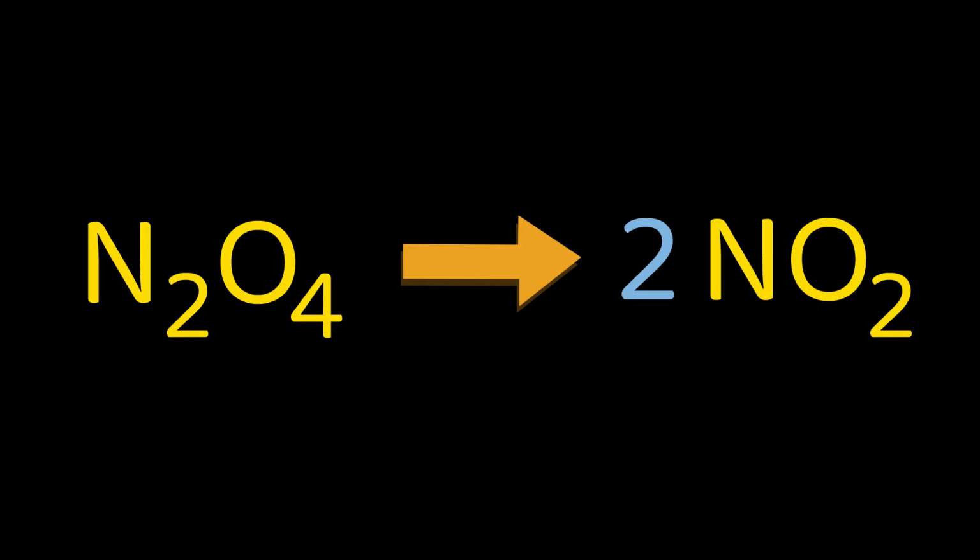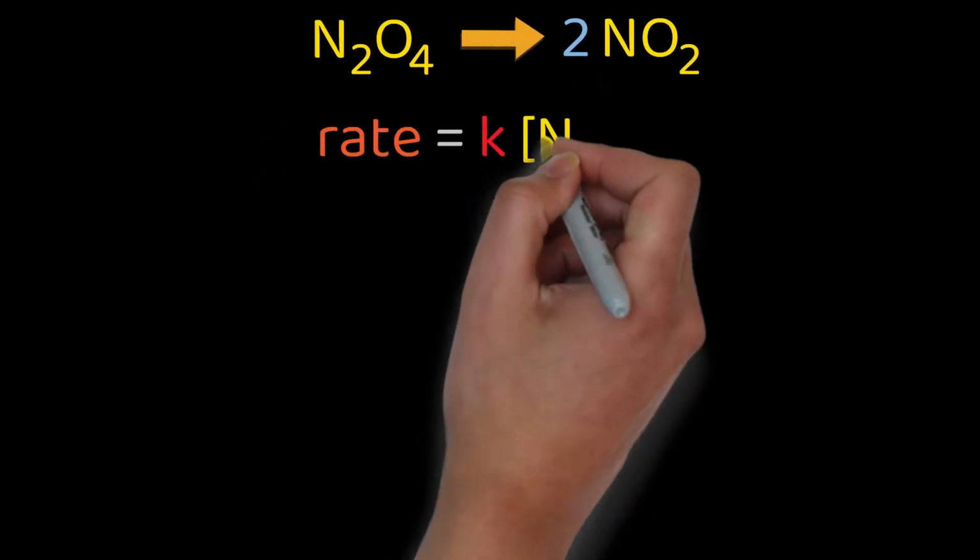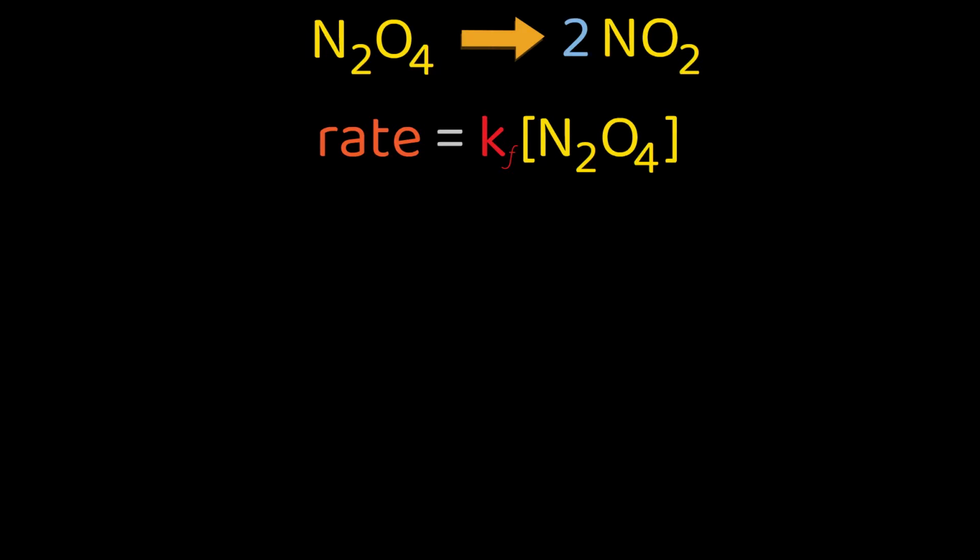We can see that dinitrogen tetroxide reacts to form 2 moles of nitrogen dioxide. We can talk about the forward rate of the reaction in simple terms using the stoichiometry. Note that this isn't exactly the same thing that we did in the kinetics section, but it is basically the same idea. We can say that the rate equals the concentration of dinitrogen tetroxide times a rate constant K.